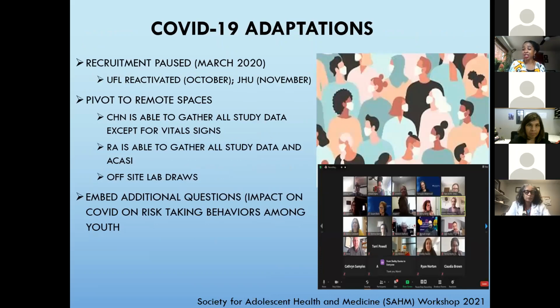It's also given us a chance to pivot in how to address research in amazing times, in terms of COVID-19. COVID-19 led to significant interruptions. However, we're able to continue all of our visits virtually. We're able to collect all the study data, offsite labs, and embed additional questions, which will tell us the impact of COVID on risk-taking behaviors among youth.